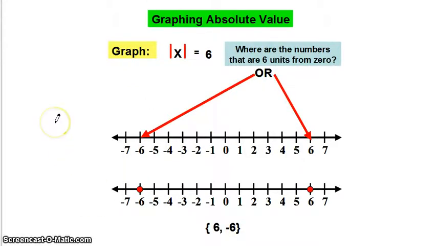So if I were to graph absolute value, let's say the absolute value of x is 6, that means I have two possibilities for this answer. X could either be -6 or 6. So this is what the graph would look like, these two positions. My outcome would be the solution of 6 or -6.